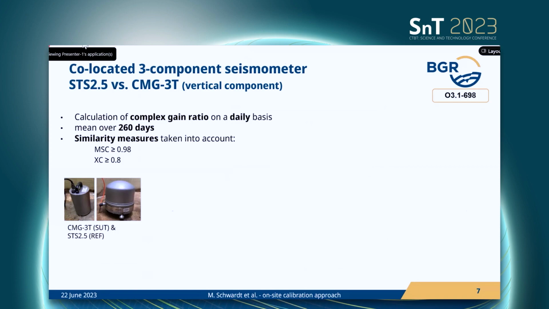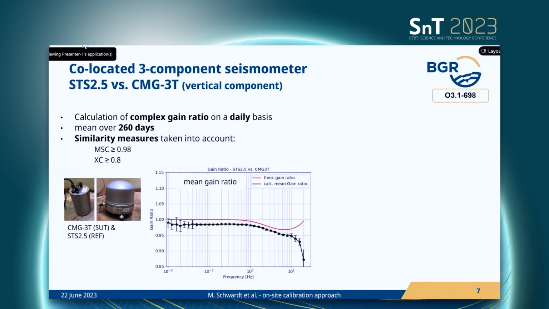I'd like to start with the comparison of our three-component seismometers. They are spaced very closely at the moment, in our vaults. The station sensor is a CMG sensor, which is also the sensor under test, and our reference is the STS2.5. As I said, we had 260 days, and I took two different similarity measures for my calculations.